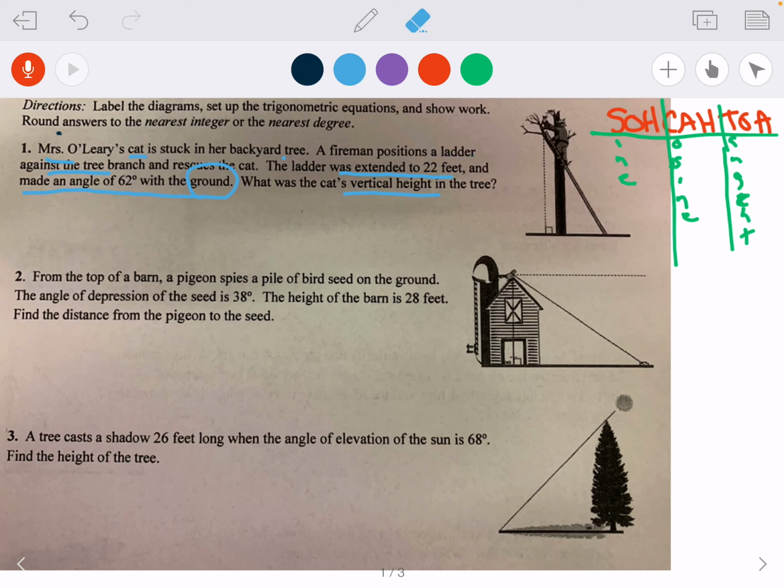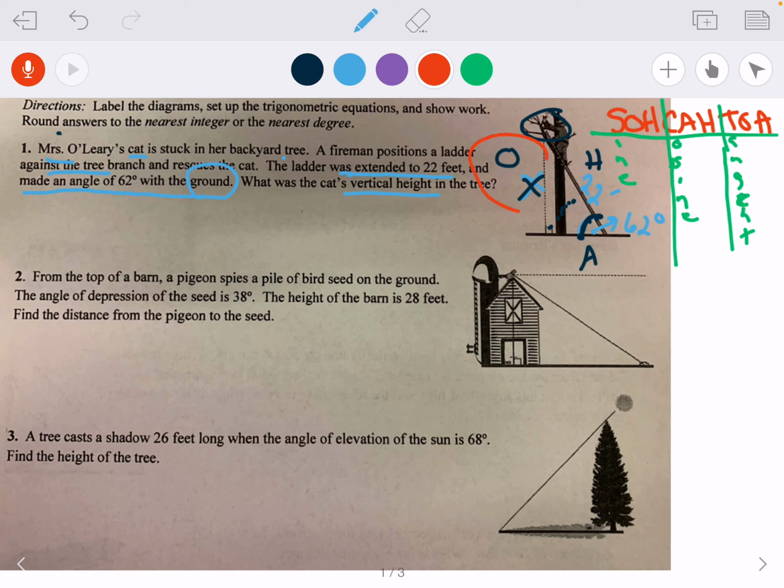So I'm going to start by labeling what I know. I know the ladder was extended 22 feet, so 22 feet. And it made an angle of 62 degrees with the ground, so 62 degrees. What is the cat's vertical height? Well, this is your vertical height, so I need to see what that is, and here's my kitty cat. So I label my O, A, and H. Across from the right angle is always your H. Put your pencil on the hypotenuse in the arc, trace it over, that's always your adjacent, and then your opposite.